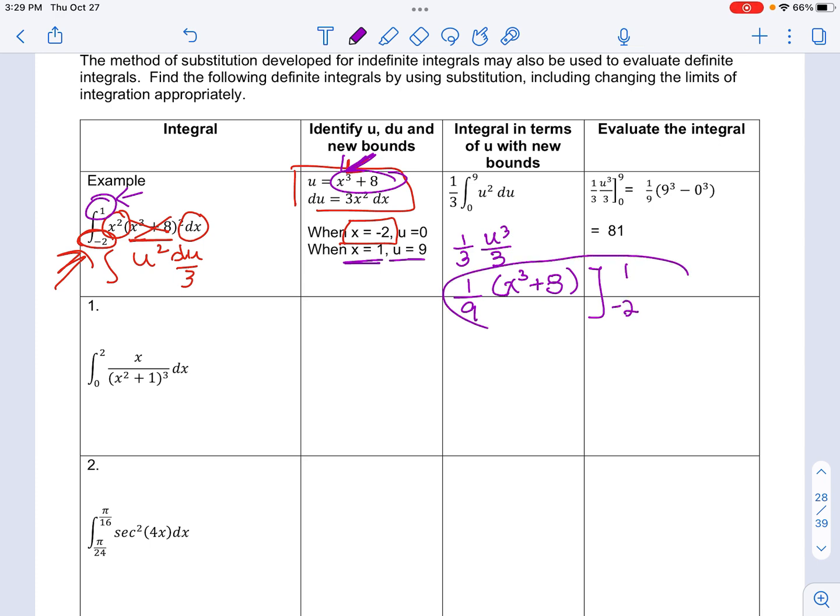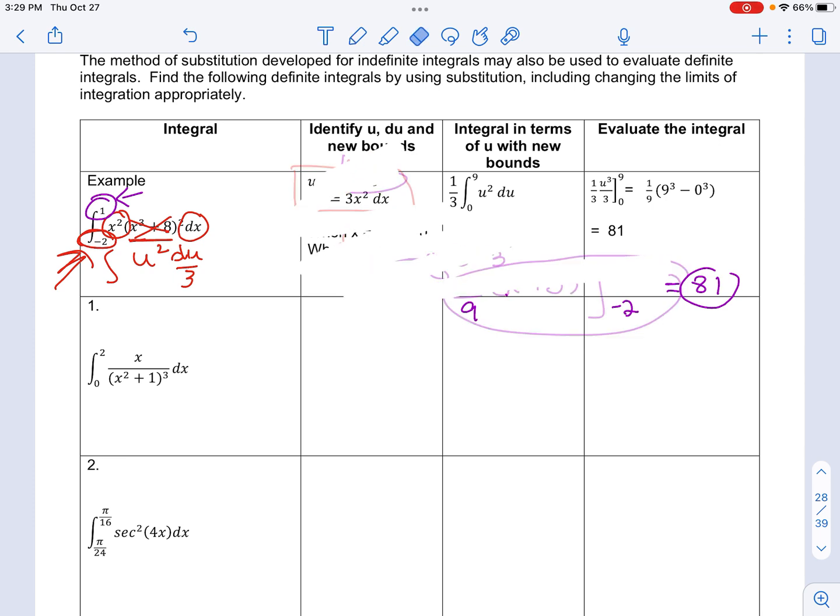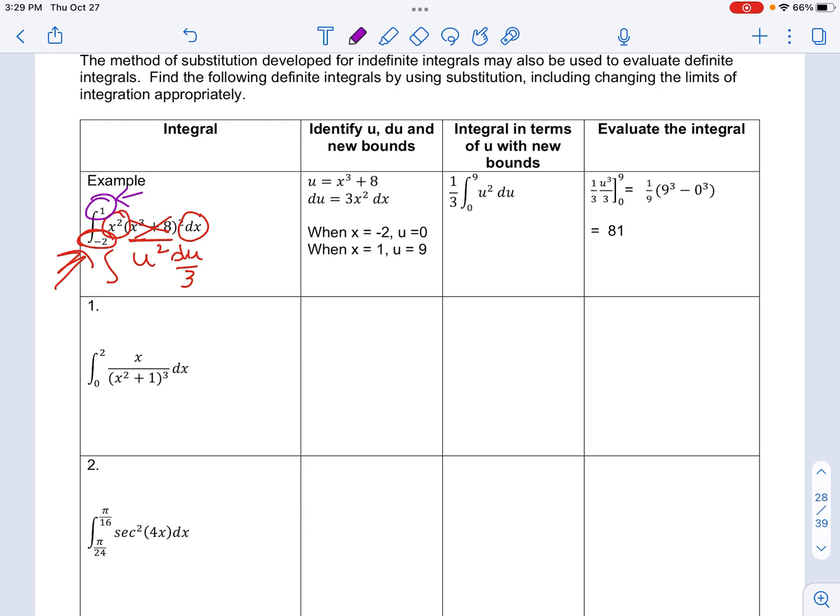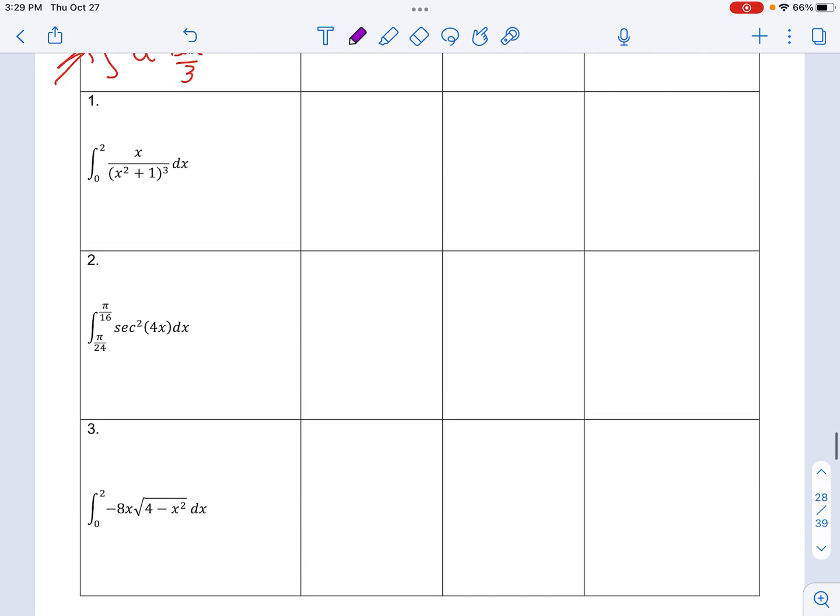So if you do not change the bounds, you can go ahead and replace with the x's and keep the same x bounds. And if you plug this in, you'll get the same answer of 81. So it's up to you how you want to do it. But on this page, I'm going to just practice working with the new u bound so we get used to that. Okay, so number 1.